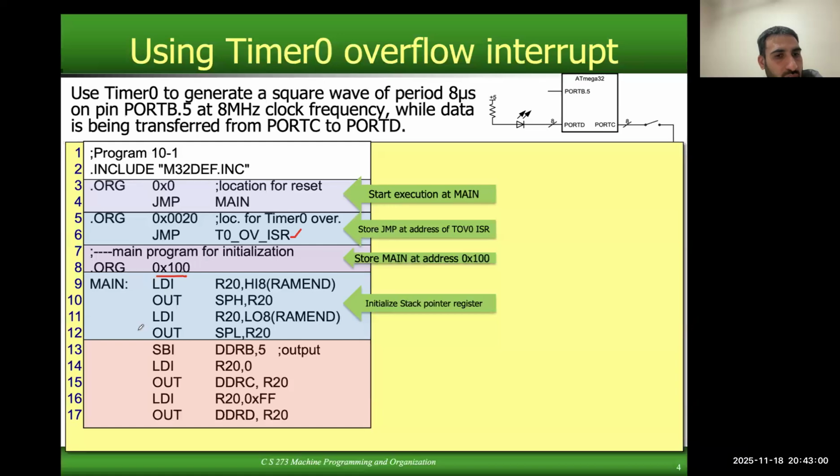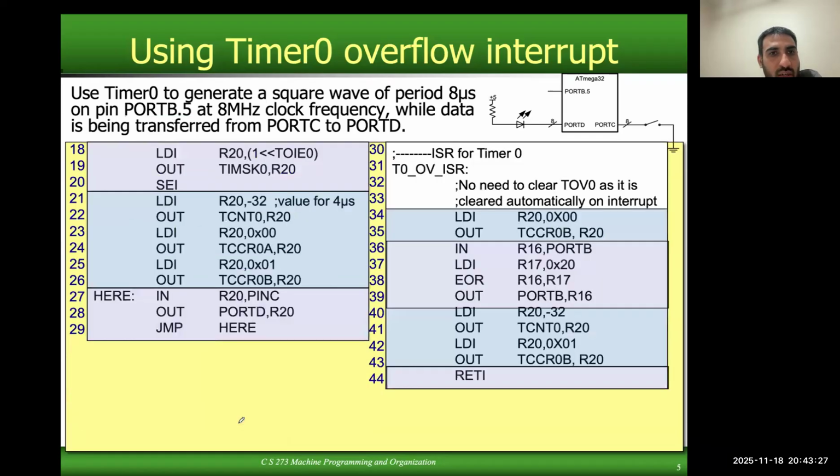I'm not going through this code because we have seen it multiple times in previous slides. And then we are configuring the port direction. So we are setting the pin B5 as output, right? And we are setting port C as input, and we are setting port D as output. So after the pin configuration, we are done with that.